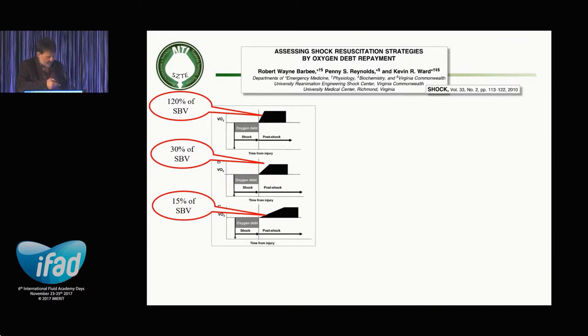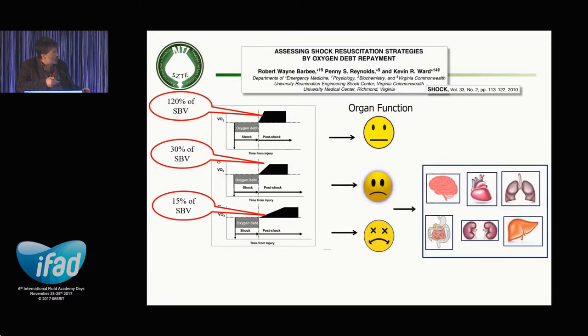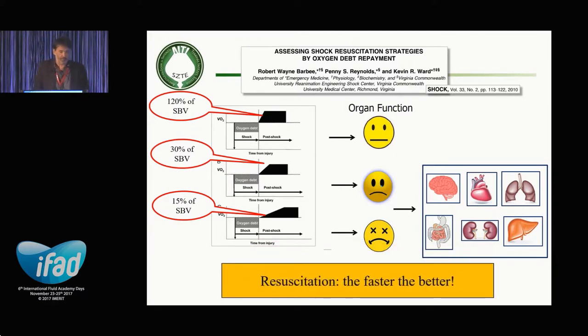And what happened was that in these animals, oxygen debt was repaid, with no problems with organ function. However, in these two groups of animals, there was vital organ dysfunction, and all of these animals in whom resuscitation was delayed and could not repay oxygen debt died. So the message of this very important experiment is that when you resuscitate your patients, the faster, the better.